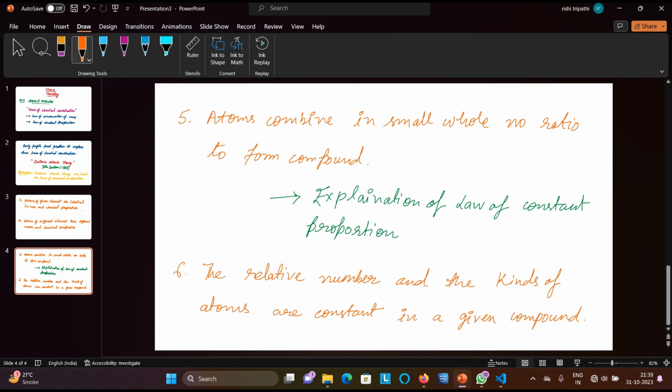In the water compound, the elements are hydrogen and oxygen. So there will be 2 hydrogen, 1 oxygen. The relative number and the kinds of atoms, meaning hydrogen and oxygen, will always be the same. And it is the sixth postulate of Dalton's atomic theory.